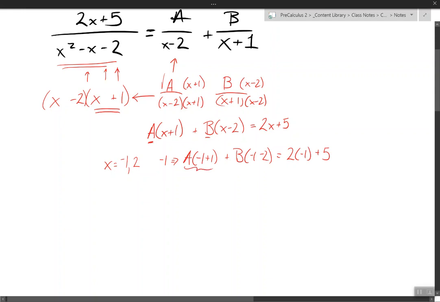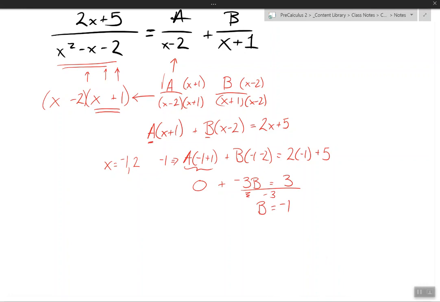Again, why we're doing this is so we get zeros, so that becomes 0 and the a term goes away. With b, we have negative 1 minus 2, which is negative 3b. On the other side of the equation, we have negative 2 plus 5, which adds together to be 3. Last step is going to be to divide by whatever coefficient is on b. In this case, it's negative 3. We do that division, which means b is negative 1. So we've got our first value for our numerator.